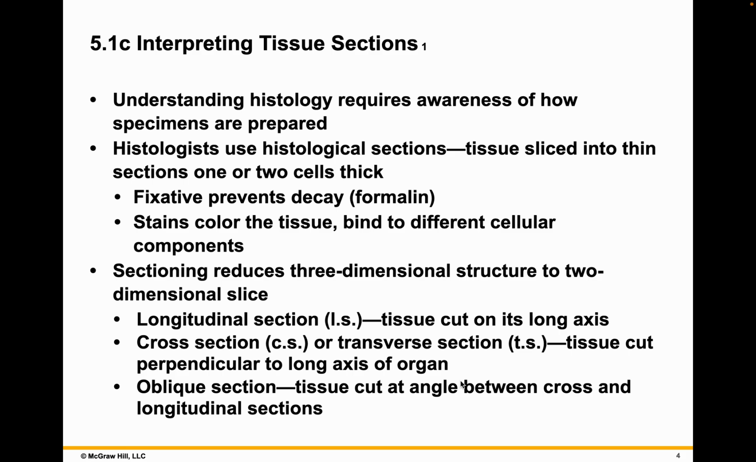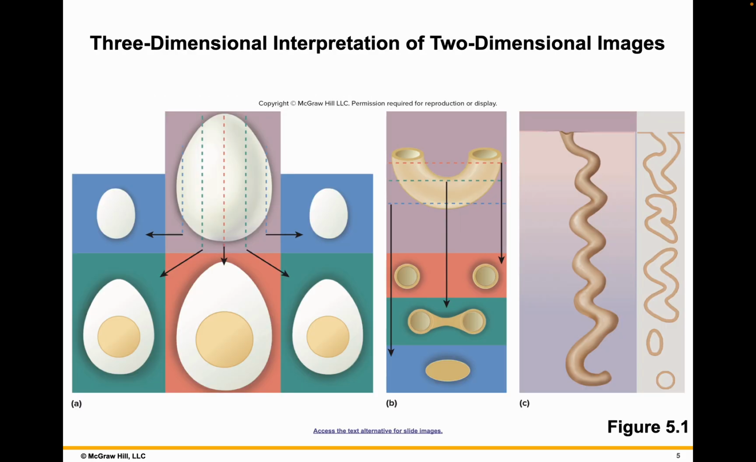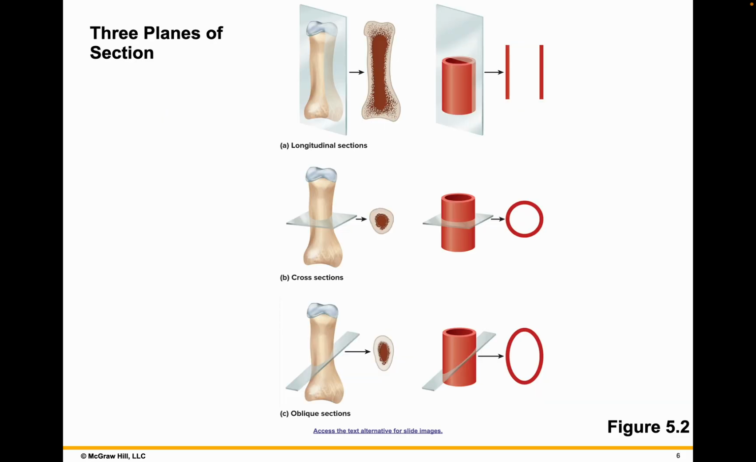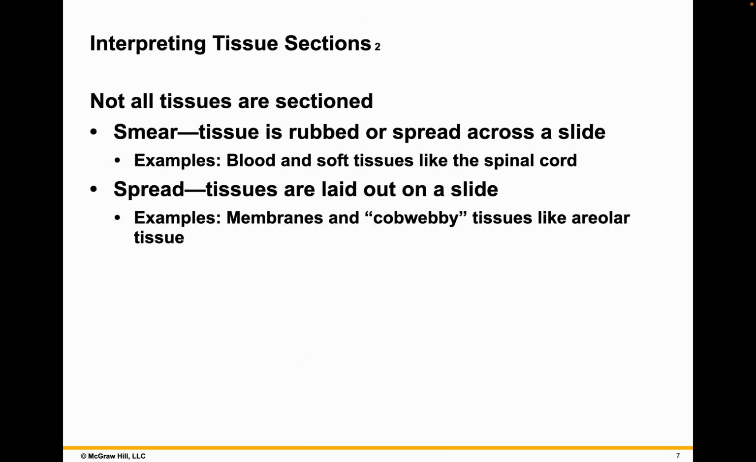So sectioning reduces the three-dimensional structure down to close to two-dimensional slices. Longitudinal sections, cross sections, transverse sections, those are the same ways we used them in the beginning of the year. An oblique section also. And we've looked at these before. We looked at a whole organism. Last time we looked at planes and sections. Now we're looking at an individual organ, and that individual organ would be a very thin section that we could put under the microscope.